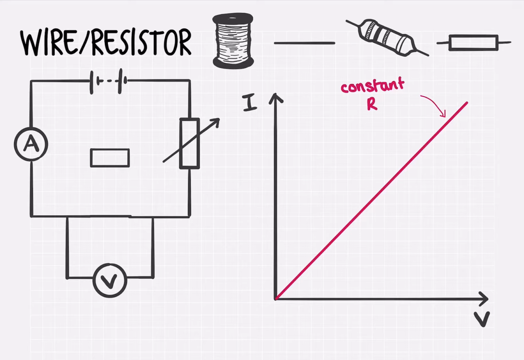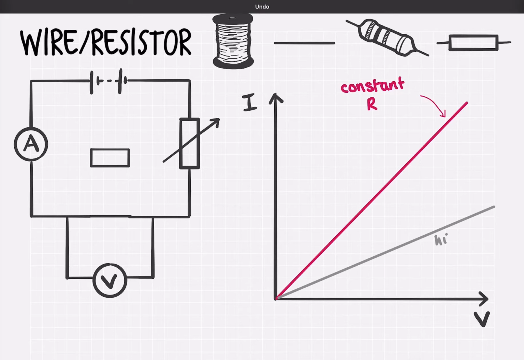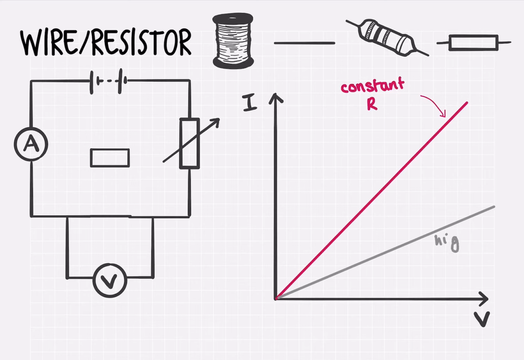Now, if you were to measure lots of different resistors, you might find that the next time you end up with a line, but the gradient has changed. All that means is that there is a different resistance. In fact, in this case, we would actually have a higher resistance than we did in the first one. Apologies. We'd have a higher resistance than we did in the first one, which means this one has a lower resistance. And that is the IV curve for a wire and resistor.